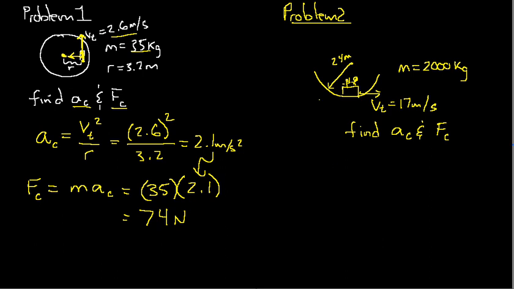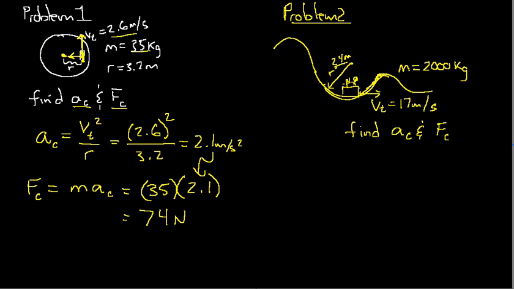Now, this problem here is an interesting problem. Let's say we have a roller coaster. You know how roller coasters go. And at the bottom of the roller coaster, there's a curvature. And just as the car's starting to go up to the next hill, the radius of curvature is 24 meters, so that's our radius, 24 meters.